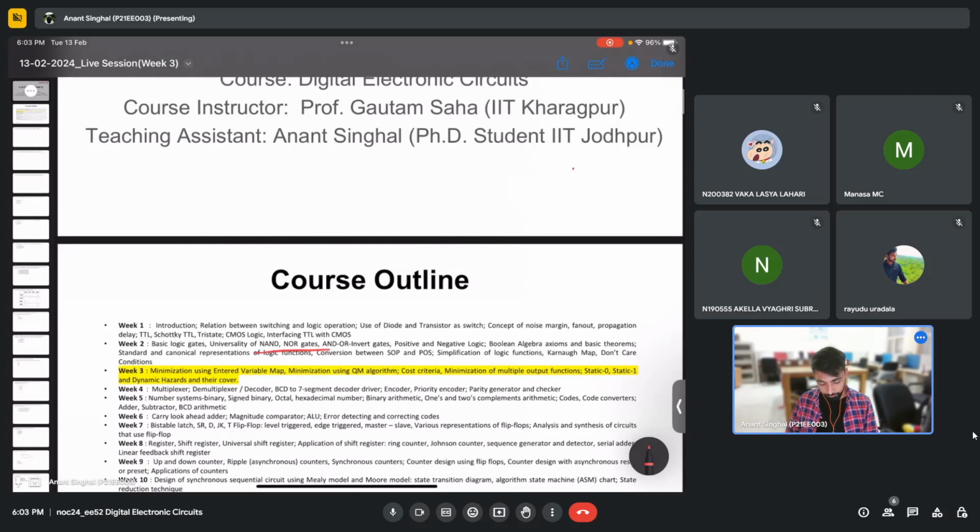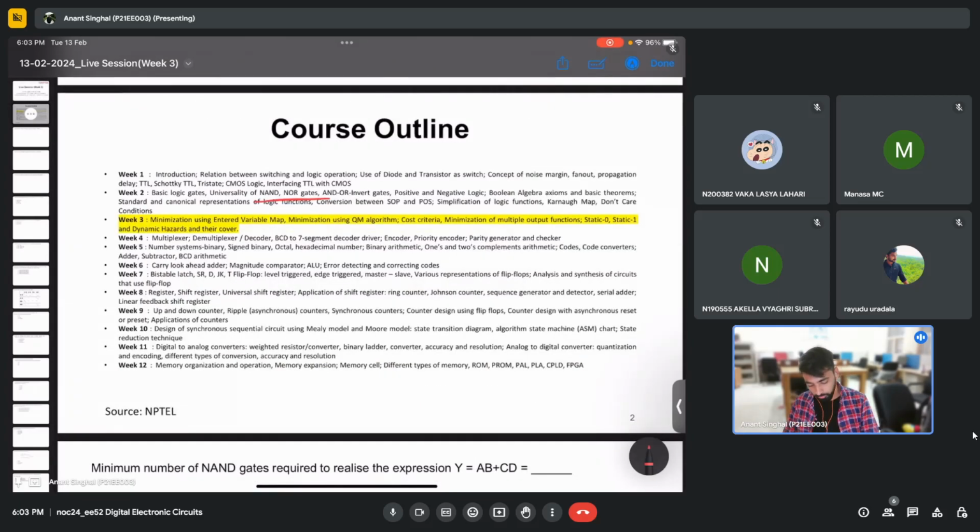So here's the content. As discussed before, in the initial 6 weeks, we'll be covering the combinational part, and at the last, we'll be covering the sequential part. Today, we'll be covering the week 3 topics that involve minimization of variable entered K-map, then the QM algorithm, some of the cost questions, and hazards, which are static 0, static 1, and dynamic hazards. So we'll cover certain questions related to these topics only. But since we left some of the questions in the last week, I'll start with those questions first.